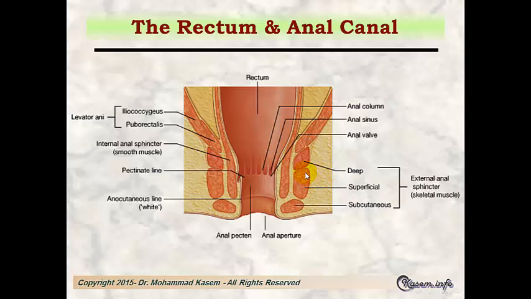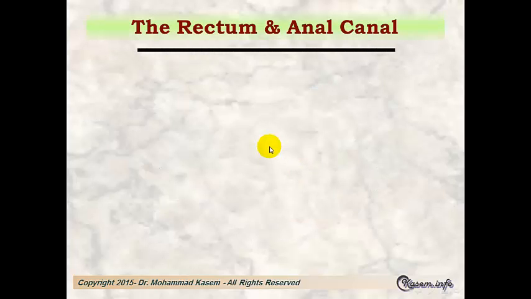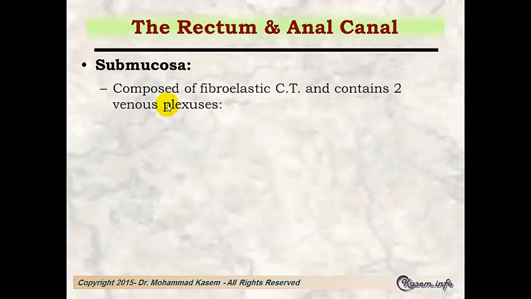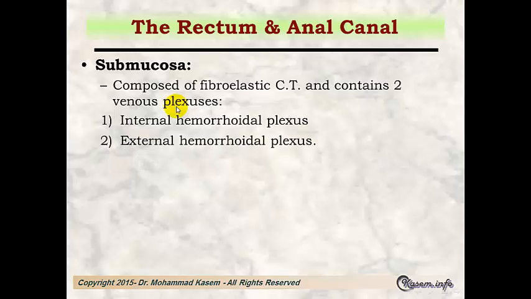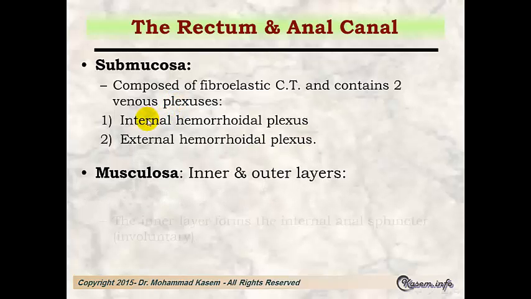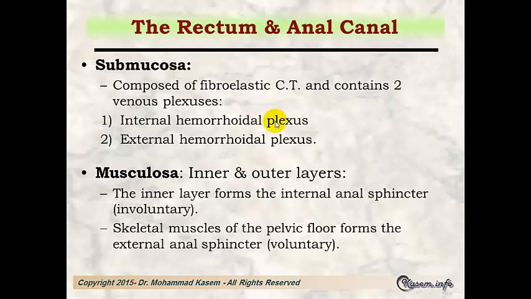Okay, and also we'll talk now about the submucosa. The submucosa has two important features: the internal hemorrhoidal plexus and the external hemorrhoidal plexus. Both are of surgical importance for us to know. The internal hemorrhoidal is above, while the external hemorrhoidal is below the internal.